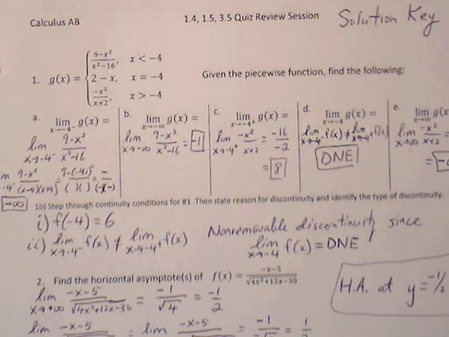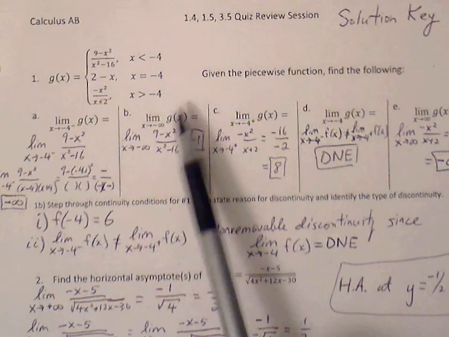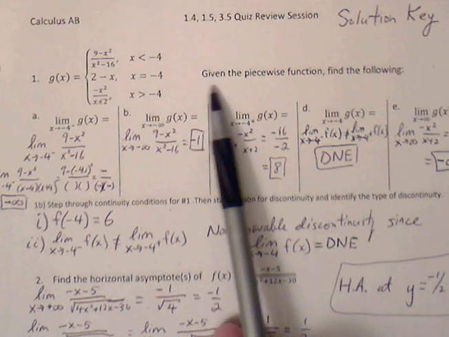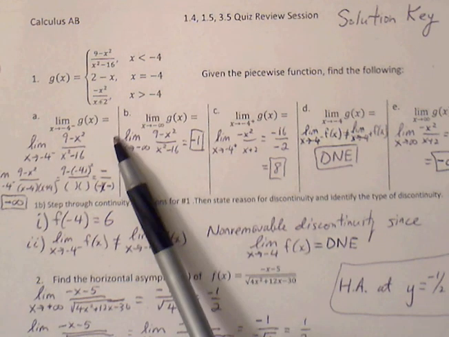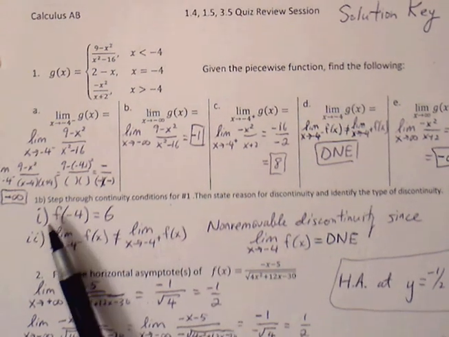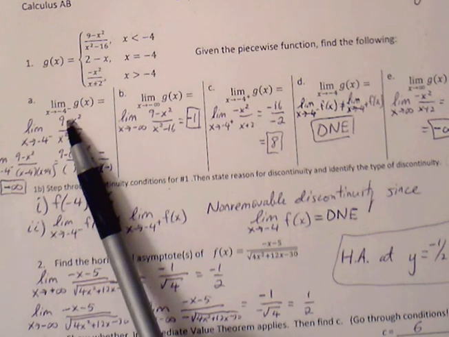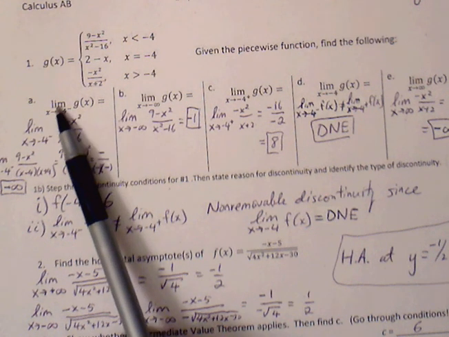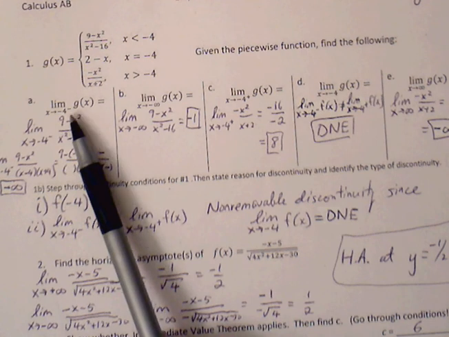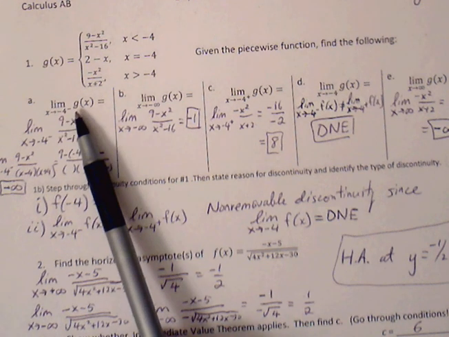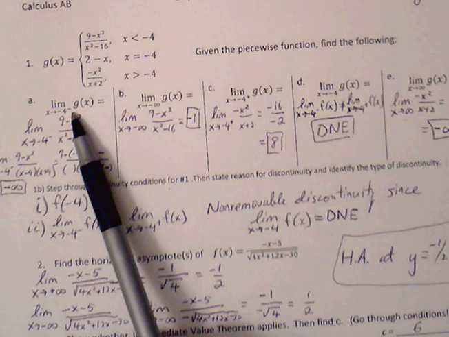I'm going to walk through the 1.4 to 3.5 quiz review worksheet. So number one, we have the piecewise function given here, and we're asked to find these various limits. So for part A, limit as x approaches -4 from the left side of -4 of g of x equals, and we have to determine, since this is a piecewise function, which branch this graph is referring to.